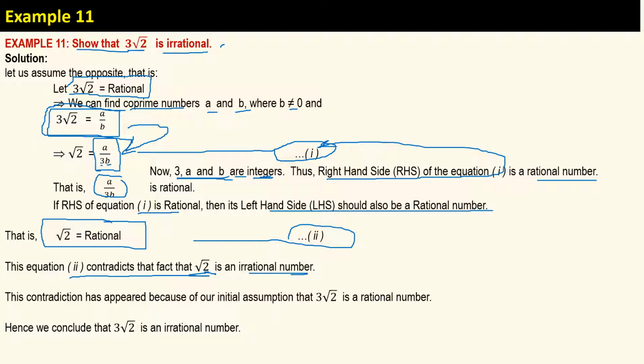So this contradiction, that square root of 2 is an irrational number and here it is coming out to be a rational number, has appeared because of our initial assumption that 3 times square root of 2 is a rational number. Hence, we can conclude that 3 times square root of 2 is an irrational number.